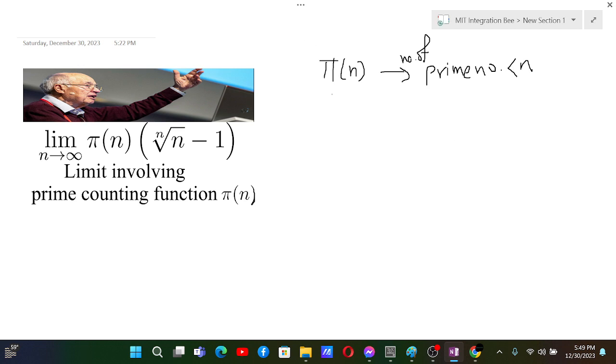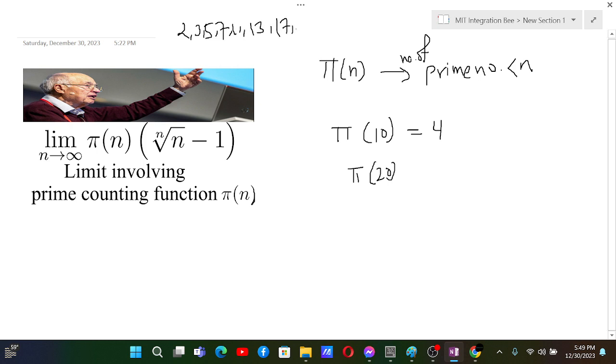So let's say if you want to find pi of 10, then actually there are 2, 3, 5, 7. Okay, so there are 4 prime numbers. So pi of 10 is 4, and similarly pi of 20. Okay, 2, 3, 5, 7, 11, 13, 17, 19. So there are 8 prime numbers. So pi of 20 is 8.